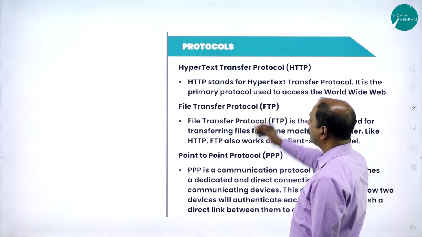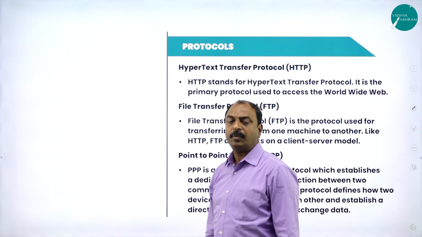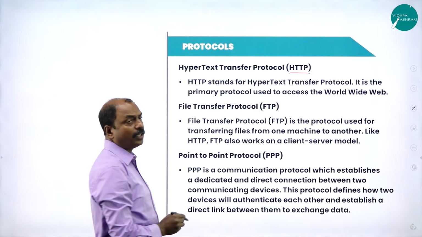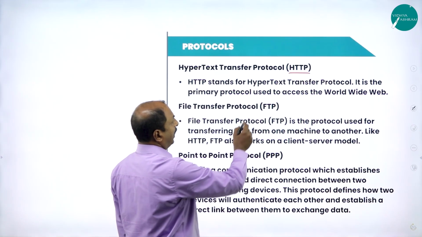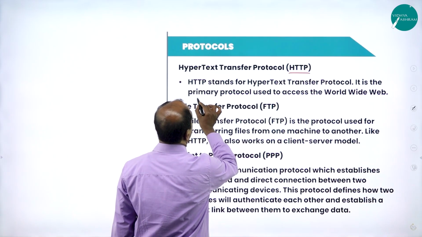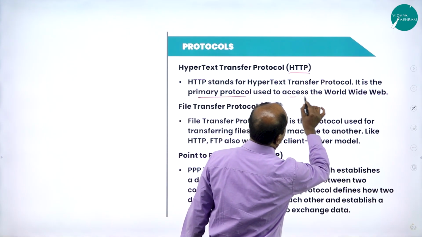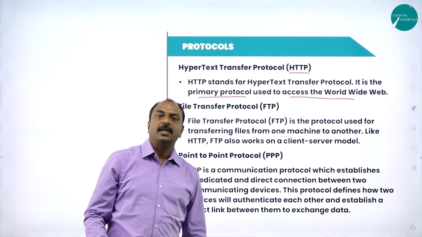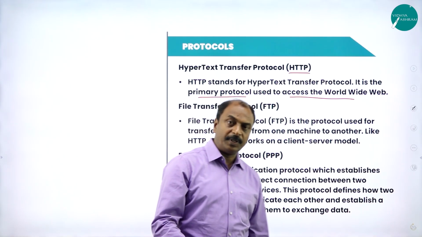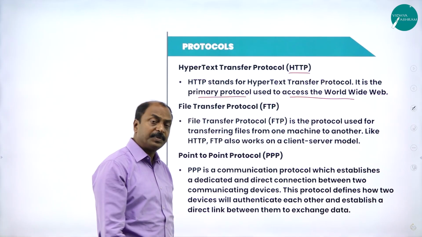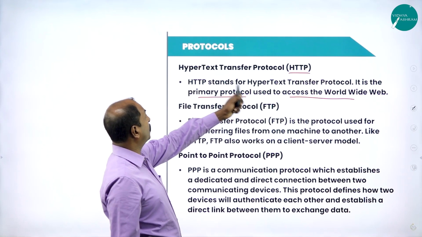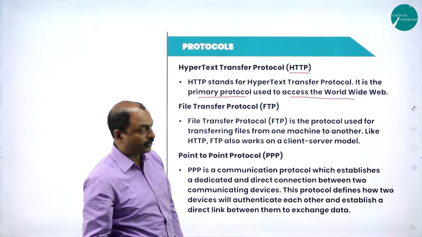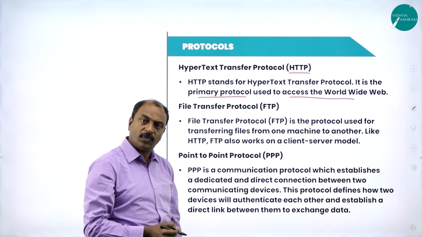What are the different protocols we can use in our data communication? So the first one is HTTP, Hypertext Transfer Protocol. It is a primary protocol used to access the World Wide Web. Now all of you know what the World Wide Web is, and you might be familiar with how to Google different types of information through websites or through a web server. So there we are using a protocol. HTTP is the primary protocol which helps the user to access information from the World Wide Web.